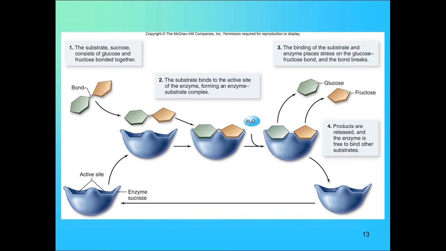The enzyme puts stress on the bond between the glucose and the fructose, basically stretching it, pushing it, pulling it until that bond breaks and the individual molecules of glucose and fructose are released. That opens up the enzyme's active site and it's able to repeat the cycle.